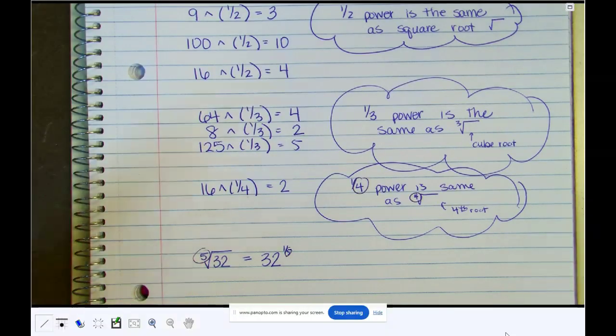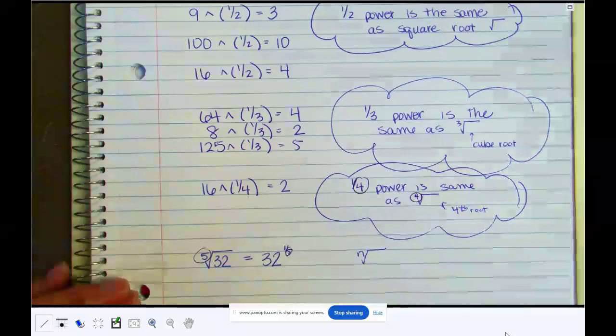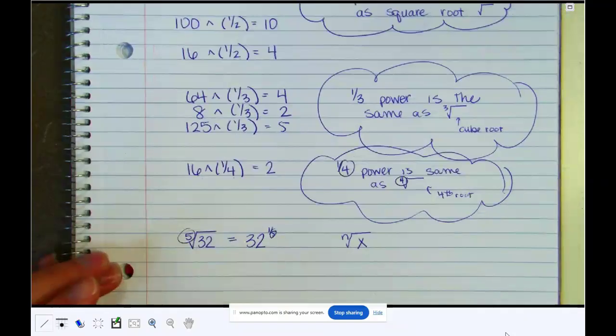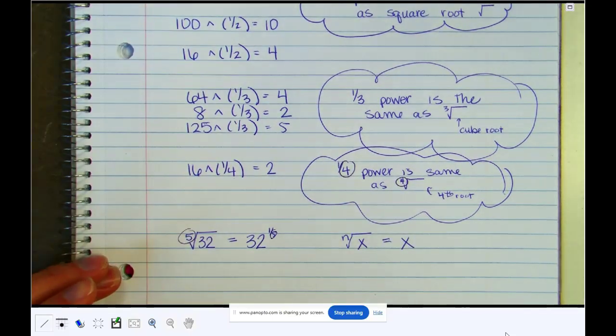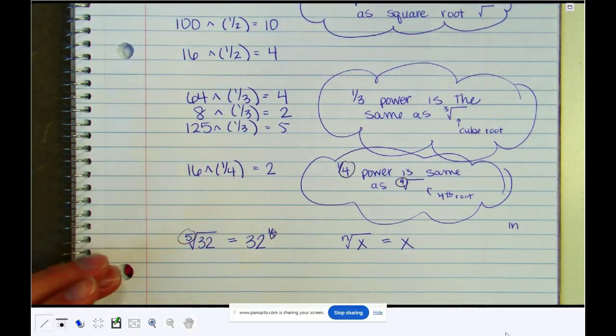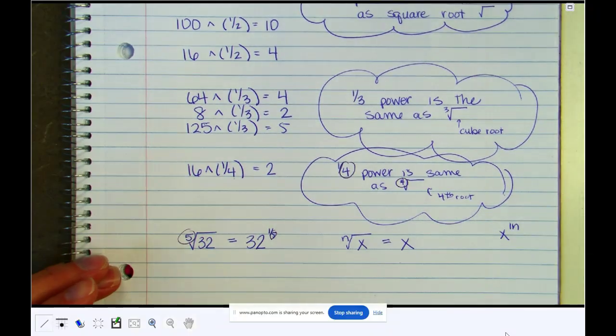So we're going to write that as a general thing. Okay. So the nth root of x, that's what we call that, the nth root, because he's just a number, would be equal to x to the what? 1. Well, listen, 1n would look like that. X to the first power. So just n.